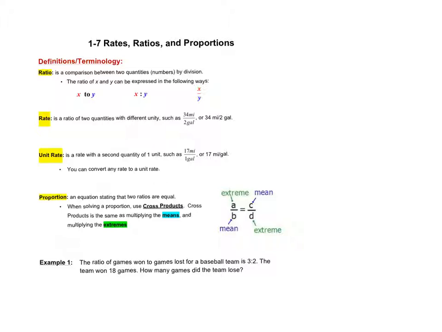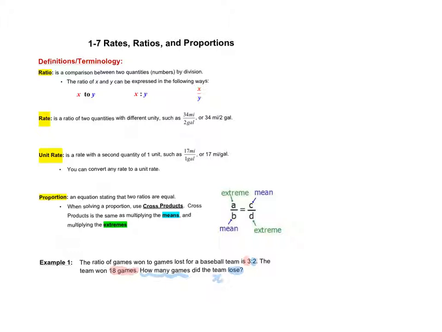If we highlight this, the ratio of games won to games lost. So games won was 3. I'm going to do that one as pink. And the games lost was blue. Okay, the team won 18 games. I'm going to highlight that pink. How many games did the team lose? That's what we don't know. So the loses both get blue and the wins both get pink. And since we don't know how many games, this is really our variable right here.